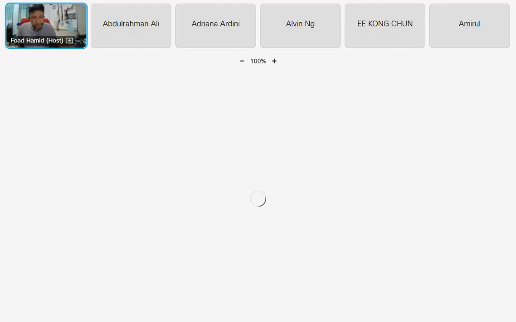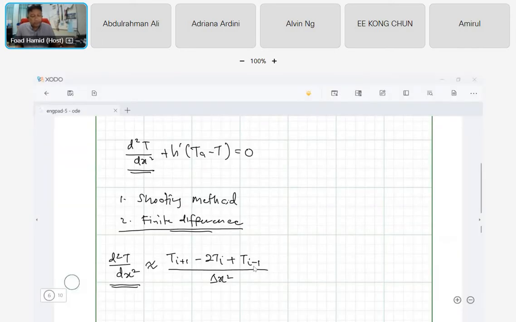So this is the forward value minus the current value plus the backward value, divided by delta x squared. So this is the formula. I just used the finite difference table just now. So this is the forward value, the current value, and the previous value over delta x squared. This is the approximation, and what we can do is substitute this approximation into this equation.